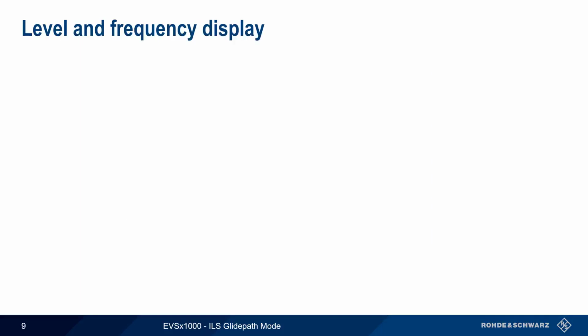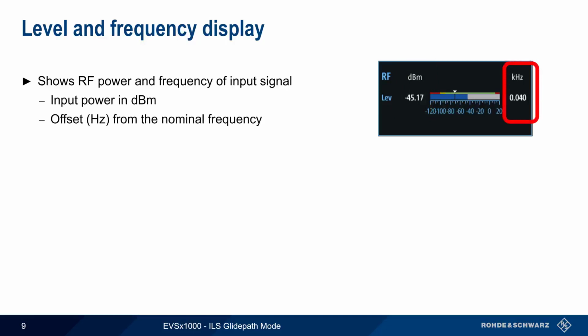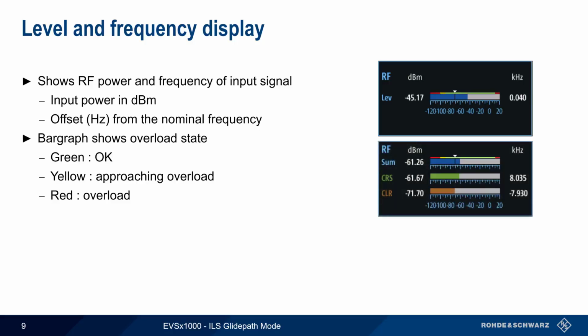As mentioned a moment ago, the level and frequency display shows the power and frequency of the input signal, with power shown as an absolute value in dBm, and frequency shown as an offset in Hertz from the nominal or configured glide path frequency. The bar graph shows the overload state. Green means no overload, yellow indicates an approaching overload, and red indicates that overload is occurring. Note that in course and clearance modes, separate bar graphs are displayed for each signal.